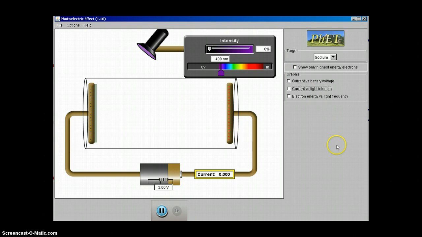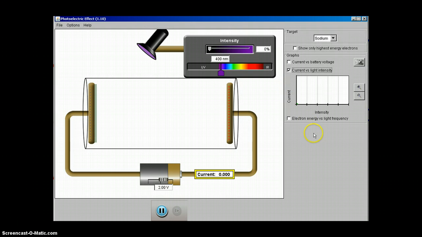And I believe yours probably looks like this when you first start out. Check the second box, current versus intensity of light, because that's what we want to note the effect of here. Notice that the light is a violet color, about 400 nanometers, and we can vary that into the UV range and all the way down through the visible spectrum into the red and down into infrared if we wanted to. We're going to leave it at 400 nanometers, because we are not going to vary color here, we're going to vary intensity so you can see this effect.